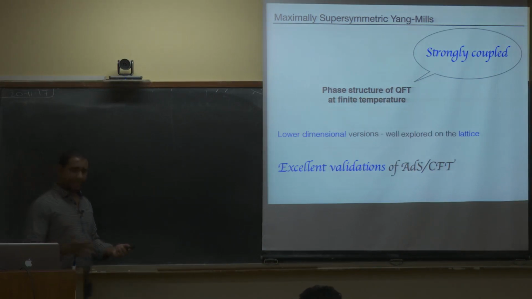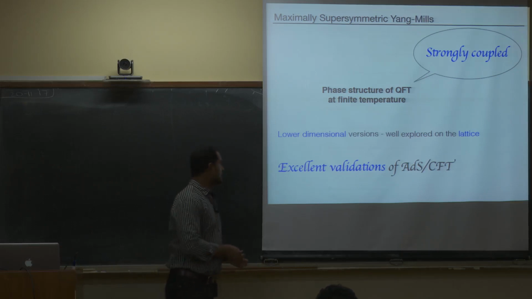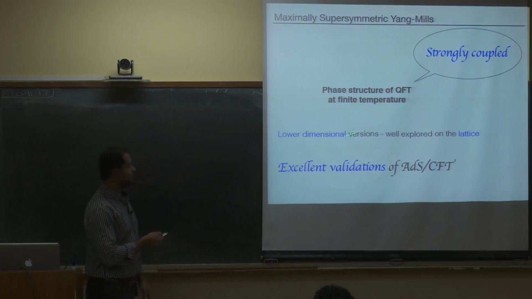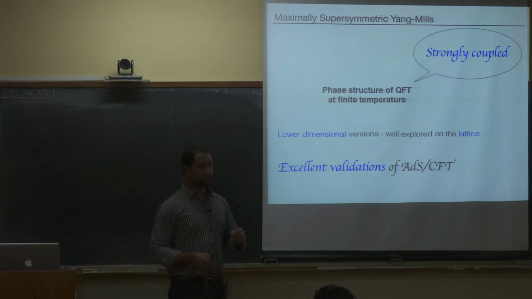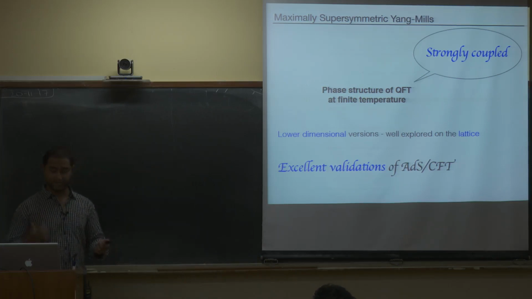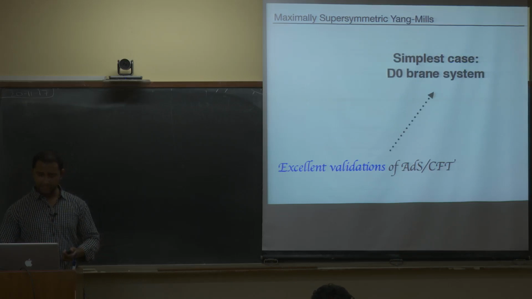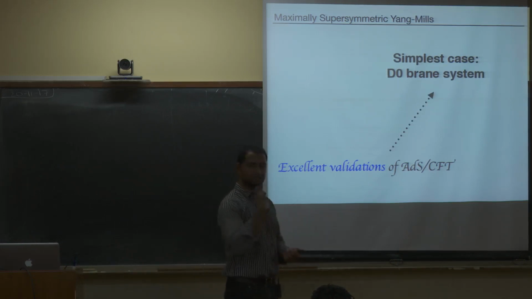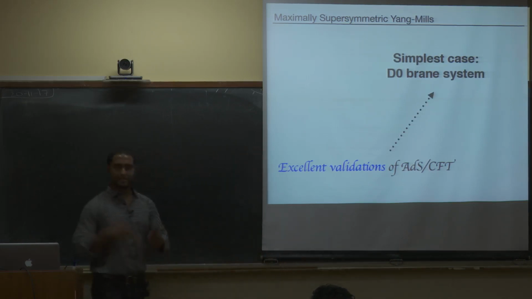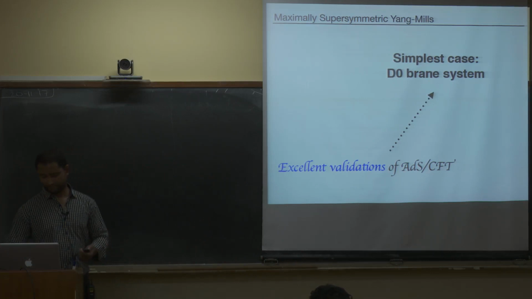Coming to validations of the AdS/CFT correspondence. In lower dimensions the theories were well explored on the lattice. There is the matrix quantum mechanics BFSS model, which is in 0+1 dimensions, and then 1+1 dimensions. People have explored this, including myself, to validate gauge-gravity duality. The simplest case is the D0 brane system, which is supersymmetric quantum mechanics on the gauge theory side. We have the maximal number of supersymmetries, 16 supercharges. This is the BFSS model.